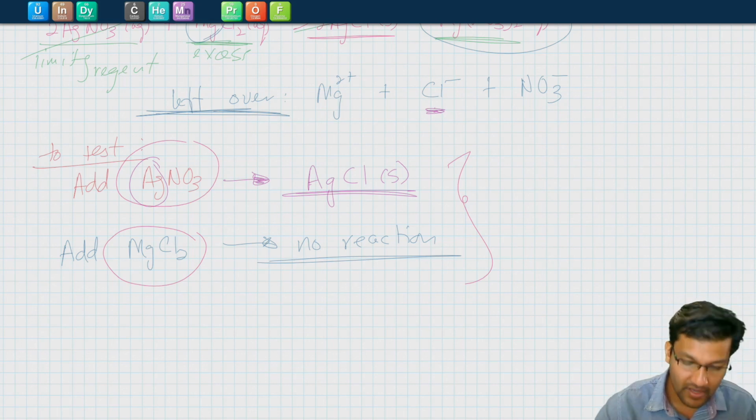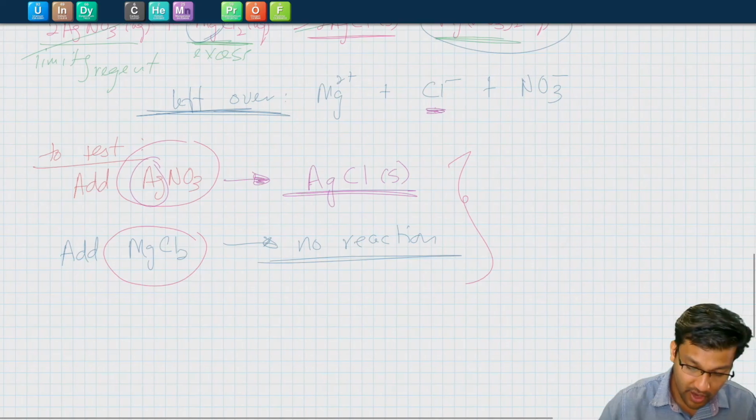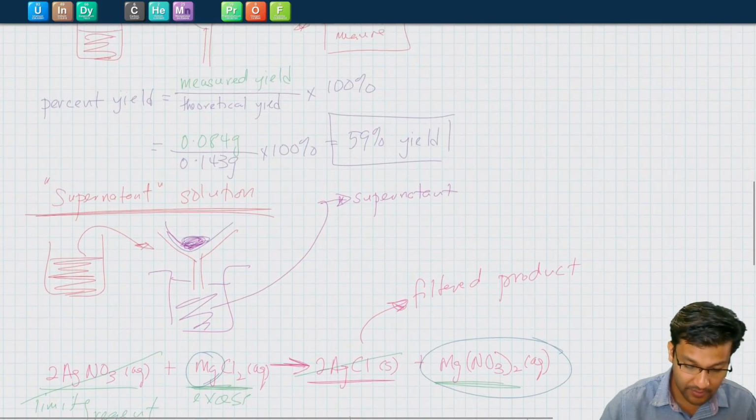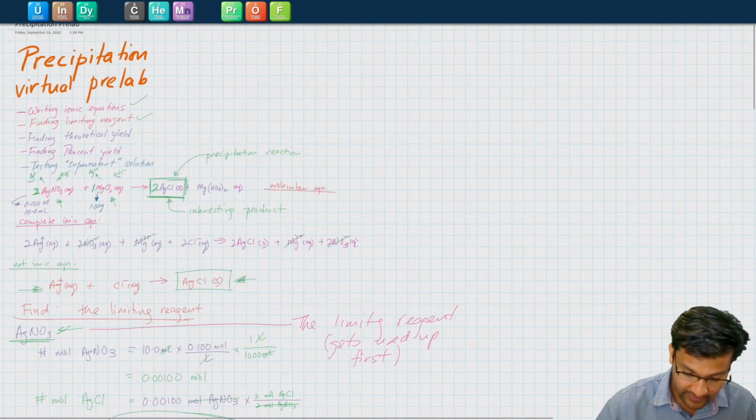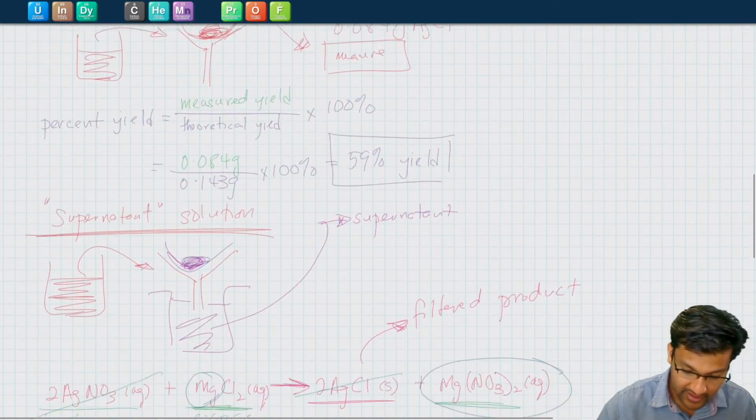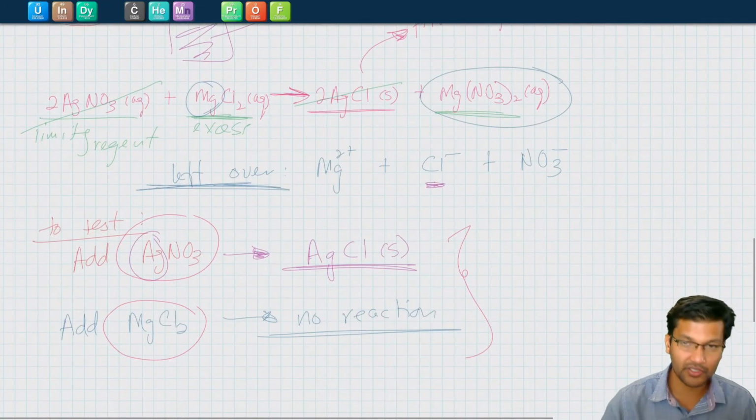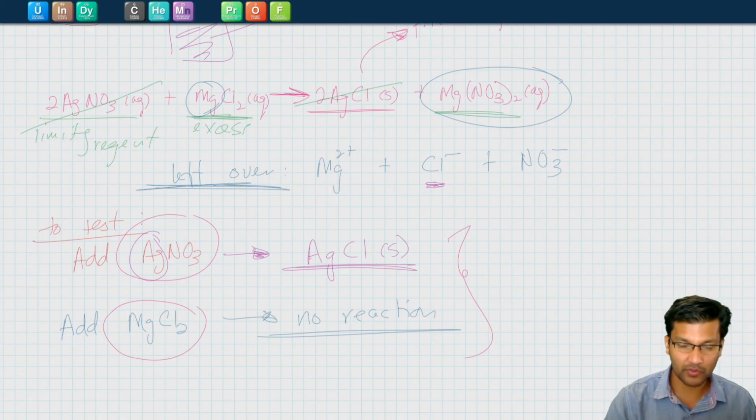All right, so this brings us to the end of my pre-lab talk. I know it's long, but I've gone through all of the different sample calculations that you would need for this lab, including how to write various types of equations, calculating various types of yields, and even how to test the supernatant solution. If you have questions about this lab, please message one of your instructors, and I'm sure we'll be able to help you.